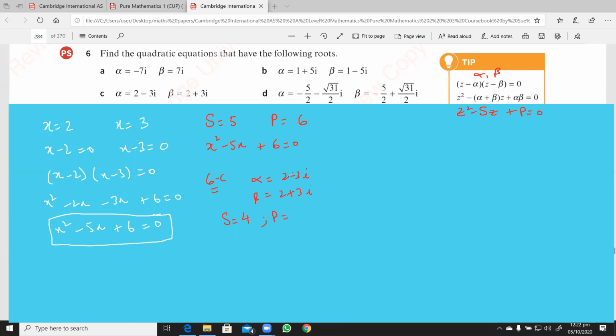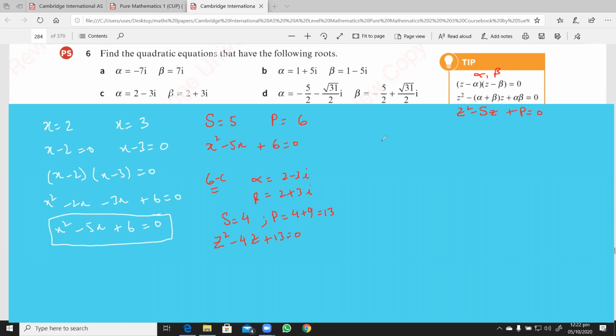This is simply a minus b into a plus b. So that will be 4 plus 9. That is equal to 13. And now you see that the required equation is z squared minus 4z plus 13, that is equal to 0. So in a flash, you get the equation even if you were given the complex roots.